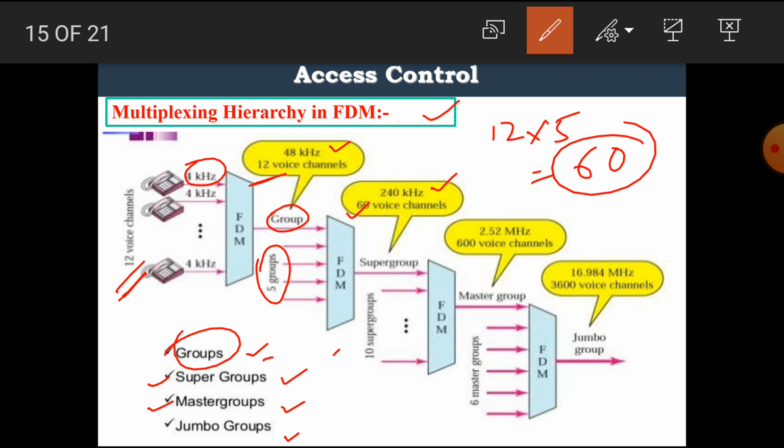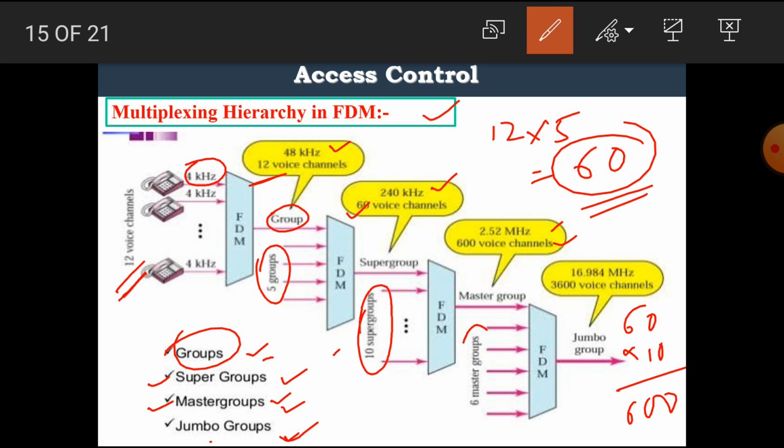The next group is the master group. The master group is made up of 10 supergroups. Each supergroup contains 60 voice channels, hence a total of 60 into 10 equals 600 voice channels are in the master groups, and its frequency is 2.52 megahertz. Now the next level, that means level 4, is the jumbo group.